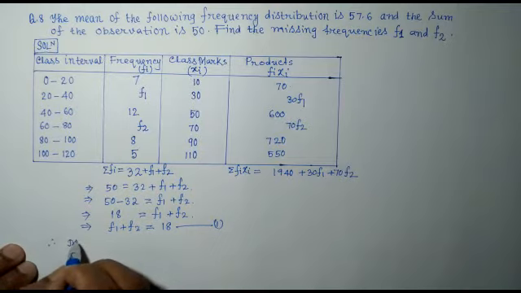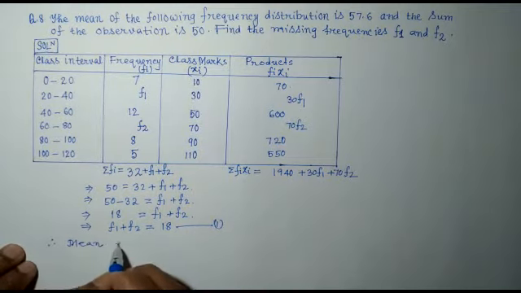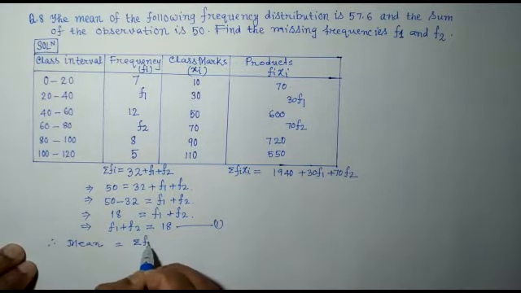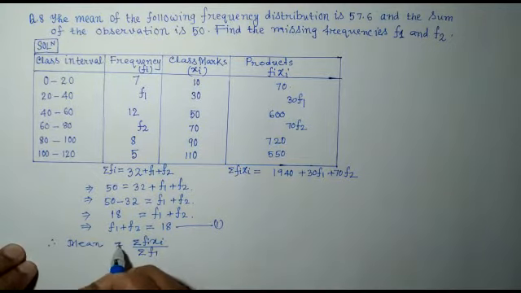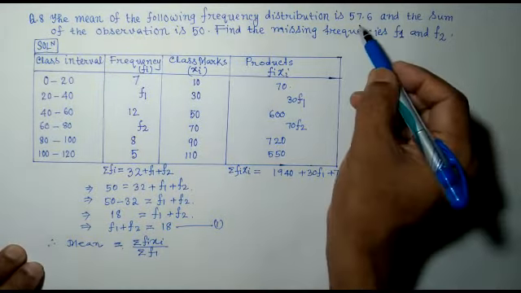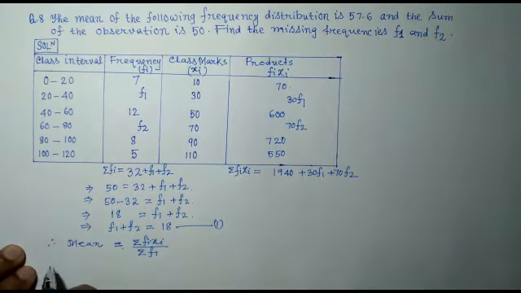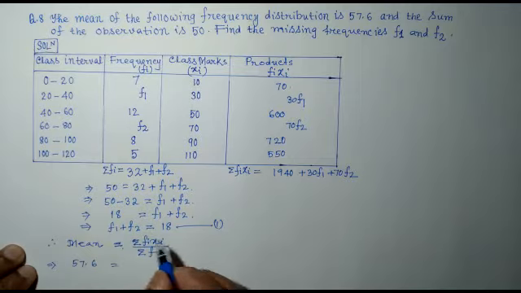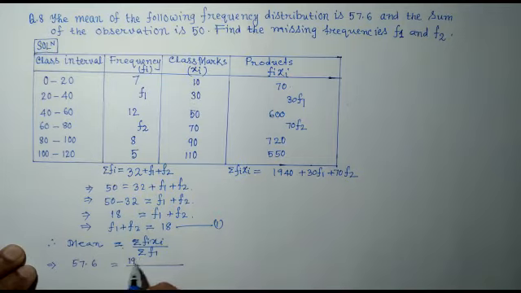We know mean is equal to sigma fi xi by sigma fi. So by the direct method, the value of mean is given in the question, 57.6. So we write here, 57.6 is equal to sigma fi xi, the value is here. So we write the value for sigma fi xi: 1940 plus 30 f1 plus 70 f2.